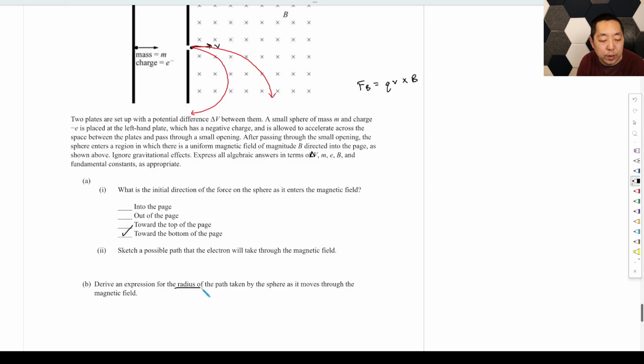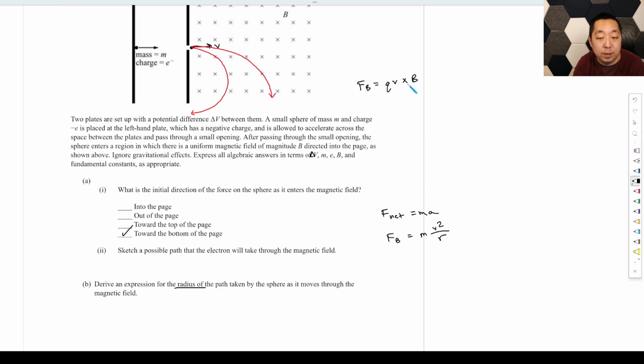Derive an expression for the radius, the path taken by the sphere as it moves through the magnetic field. Okay, so here we're going to do our free body diagram, F net equals ma, and we only have one force. It's the magnetic force, and it's causing centripetal acceleration, right? So we do a is v squared over r. So what's the magnetic force? Well, it's qv cross B.